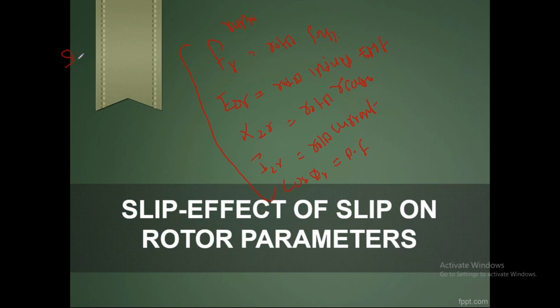Now we see the starting condition. At starting condition, these 5 parameters we represent as F, E2, X2, I2 and cos phi. So these are the 5 parameters at starting condition. Now let me tell you what is the difference between starting condition and running condition. If you observe the starting condition, at starting the rotor speed is 0 and S is equal to 1. So this is the starting condition.